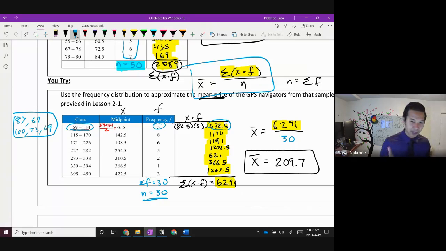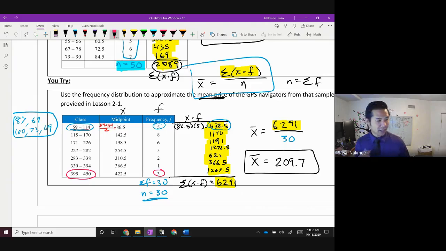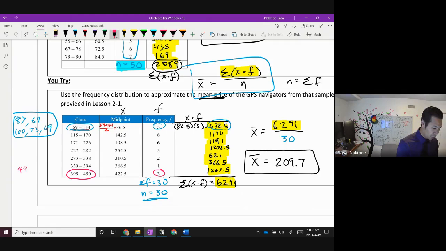I need you guys to help me out in the chat again. Can you give me 3 numbers? Let's do this one in pink. Give me 3 numbers that are between 395 and 450. So just right now, type in the chat. 369? That's not in between 395. So it has to be 395 to 450. So we got 444.